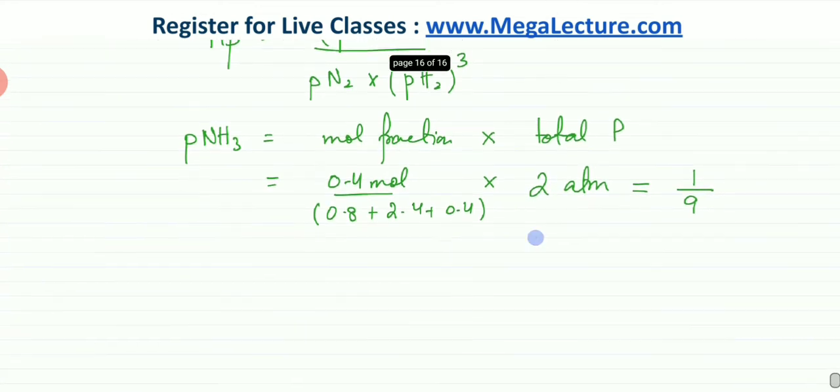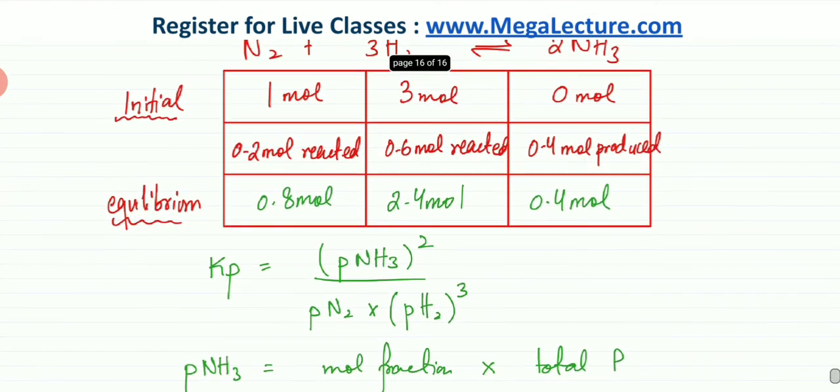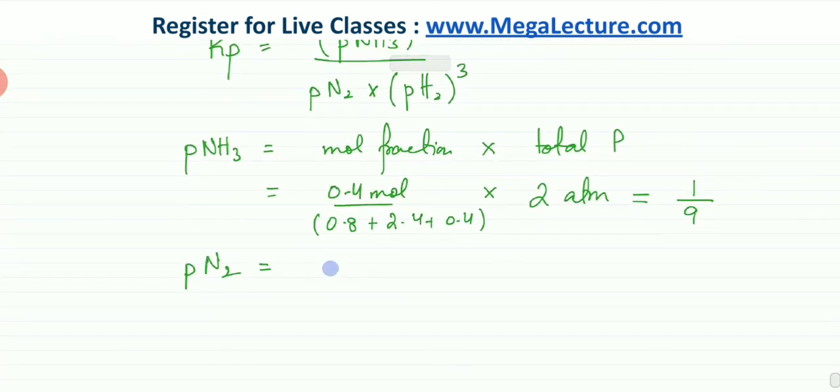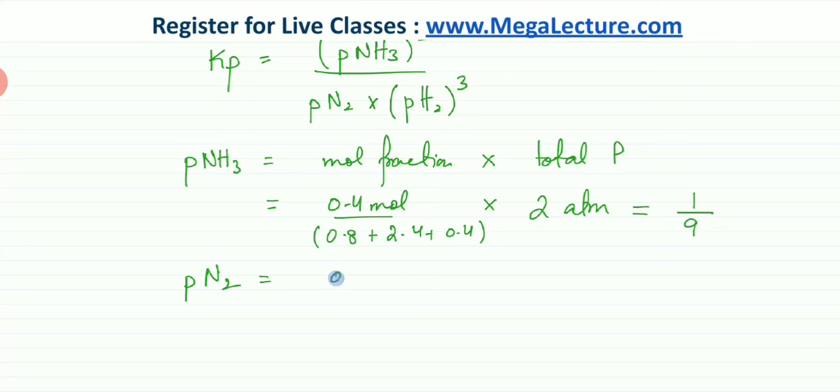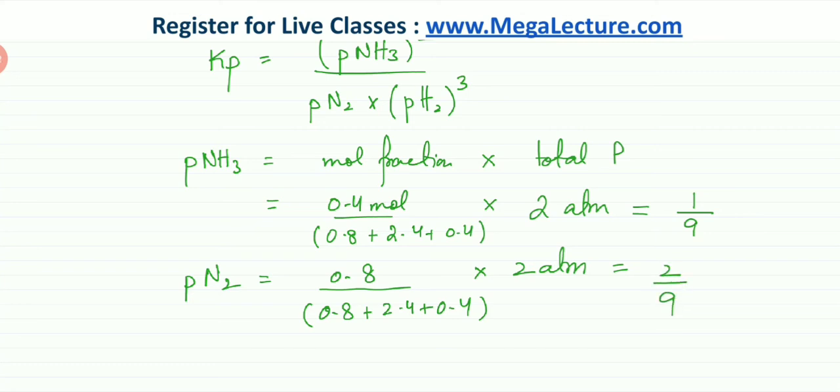In a similar way, we can find the partial pressure of N2. Now, the partial pressure of N2 would be the moles of N2. Go back to the equilibrium moles. The moles of N2 are given as 0.8. So 0.8 divided by the total moles, which are 0.8 plus 2.4 plus 0.4, multiplied by the total pressure, which is again 2 atmospheres. Let's do this on the calculator. And this value comes out to be 2 by 9.